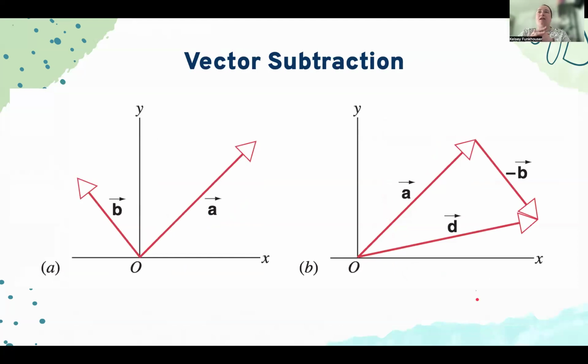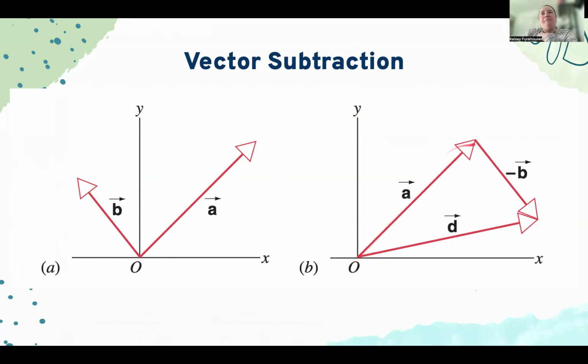Speaking of minus, we can talk a little bit about subtraction too. So it works just like vector addition, but we take the negative of the subtracted vector. So let's say we have, again, A and B, but we want to know what A minus B is.